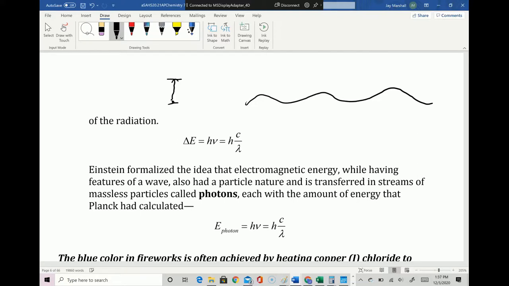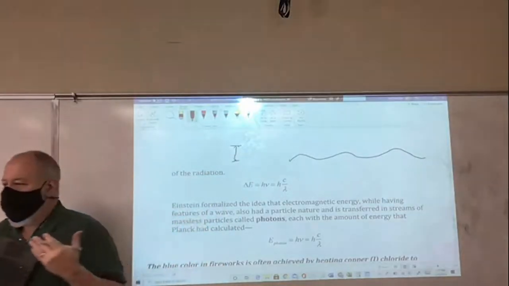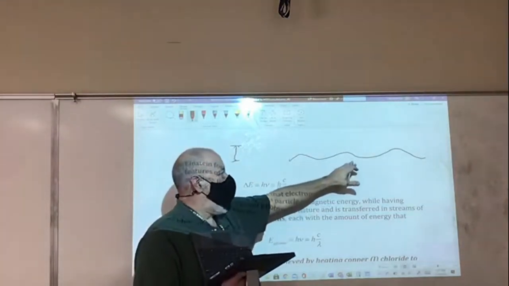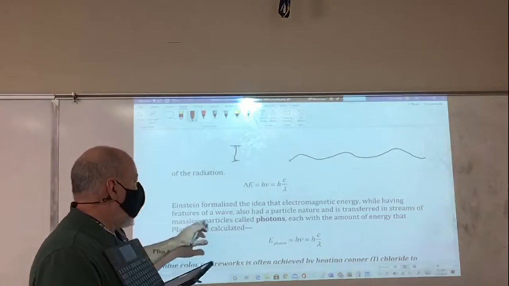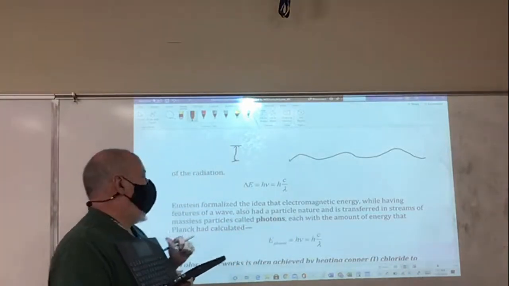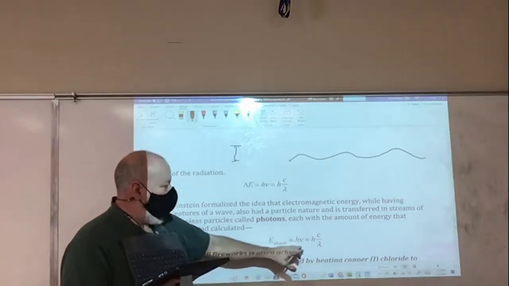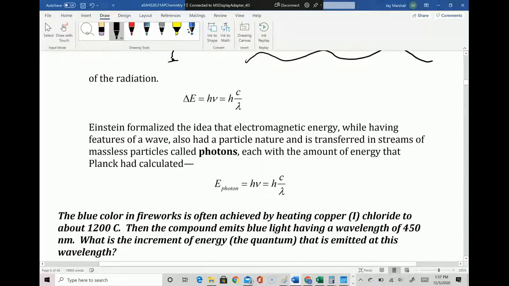Einstein formalized the idea that electromagnetic energy, while having features of a wave, also had a particle nature. He was the one that took Planck's idea and said this. He was the one that coined the term photon. Okay, and he said that this wave has a particle nature to it, that it's very difficult to understand, a massless particle, each with the amount of energy that Planck had counted. So he says the energy of a photon is the same thing here: Planck's constant times frequency.